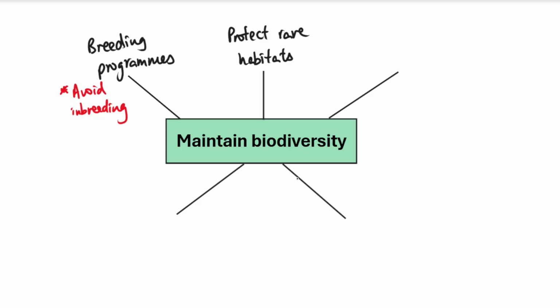Secondly is to protect rare habitats. Some of these habitats are rare because the abiotic factors they have are quite unique, and that allows very different or special organisms to survive in those environments. And again, we want to make sure we protect them and not lose them because of the changing environment.